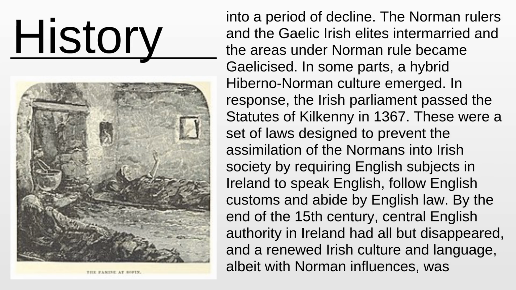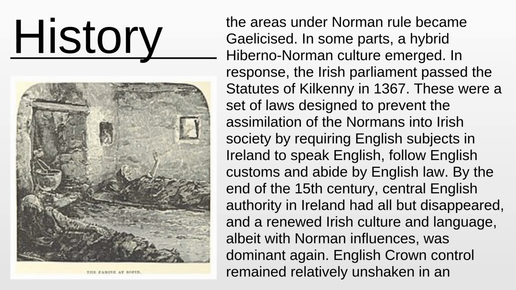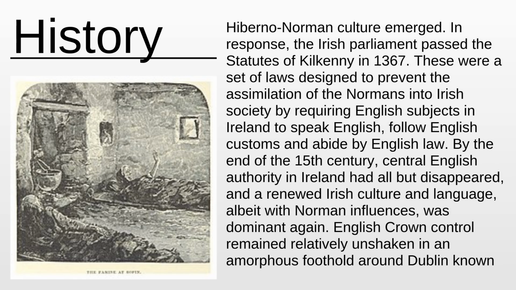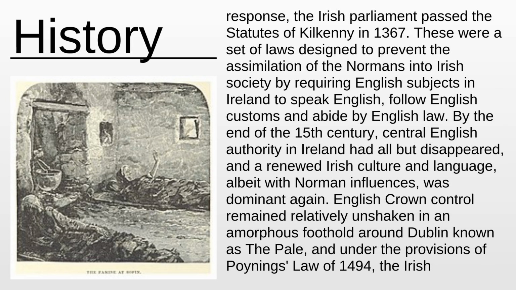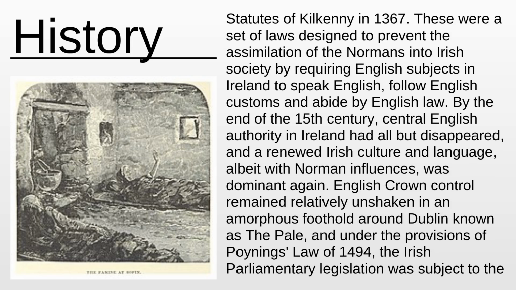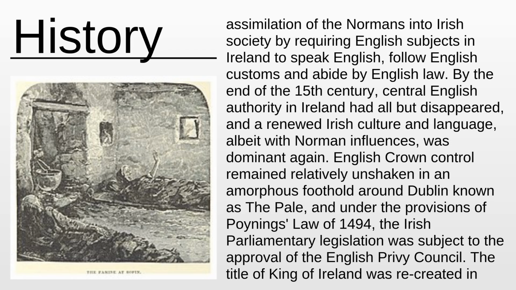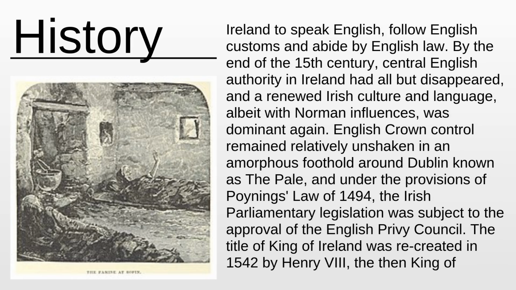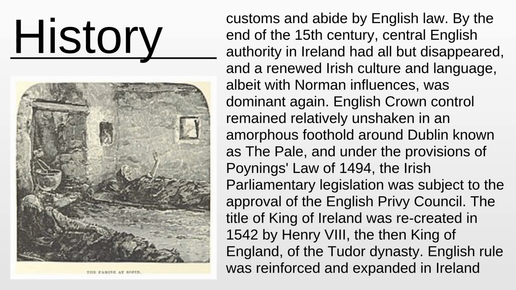In response, the Irish Parliament passed the Statutes of Kilkenny in 1367. These were a set of laws designed to prevent the assimilation of the Normans into Irish society by requiring English subjects in Ireland to speak English, follow English customs and abide by English law. By the end of the 15th century, central English authority in Ireland had all but disappeared, and a renewed Irish culture and language, albeit with Norman influences, was dominant again.